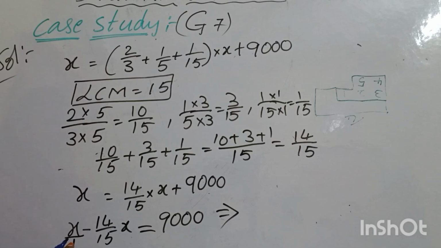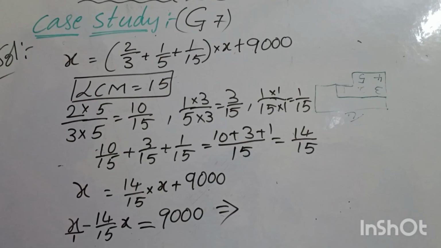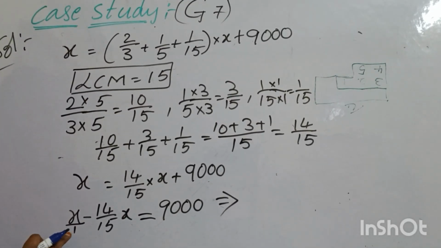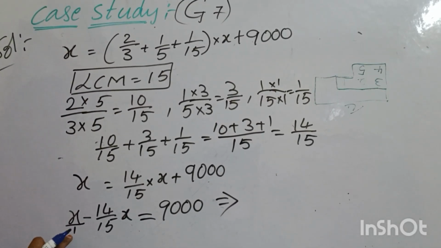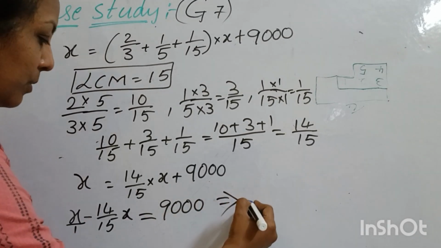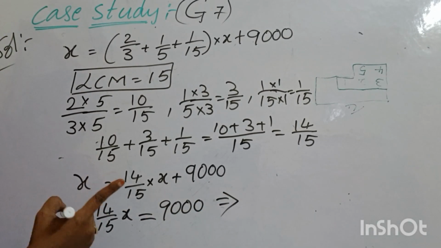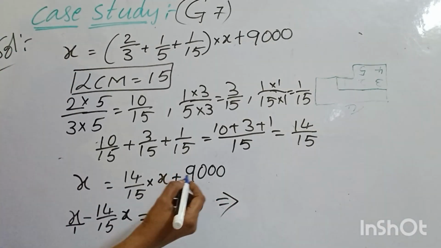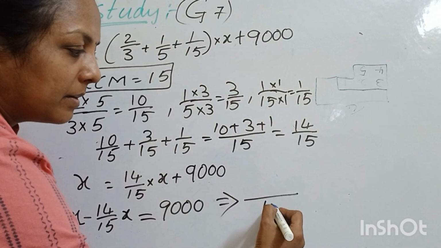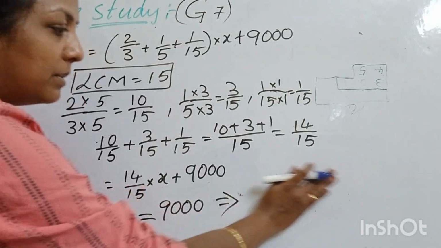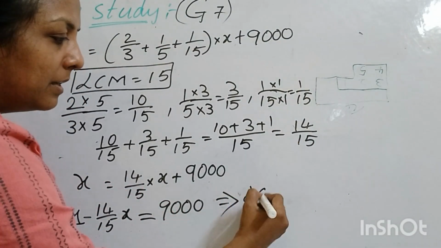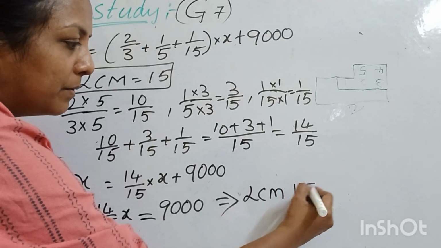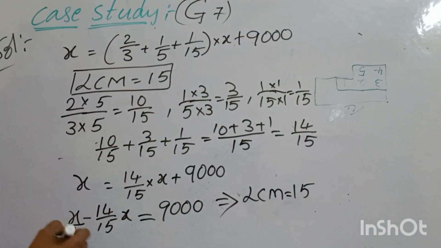Here we will take the LCM of 1 and 15. Again these are fractions, so we need to solve them. The denominators are 1 and 15, so what is the LCM of 1 and 15? 15 only. So the LCM is 15. We will convert into this one. Then X by 1.